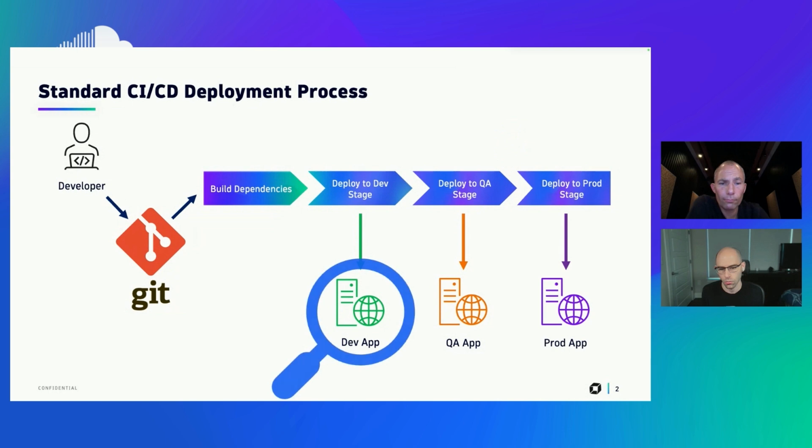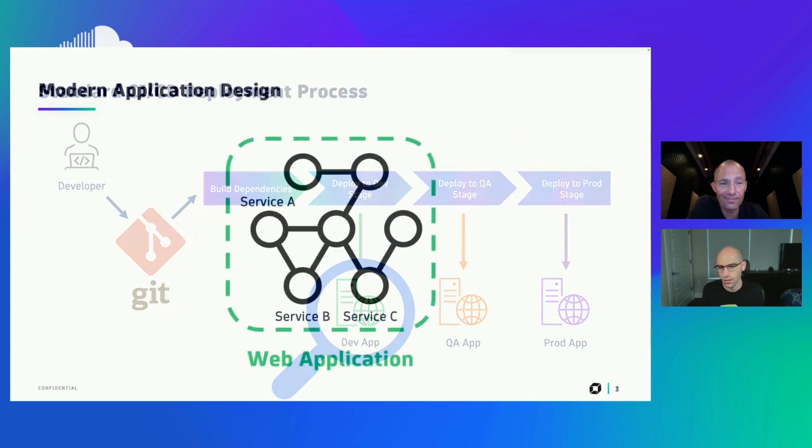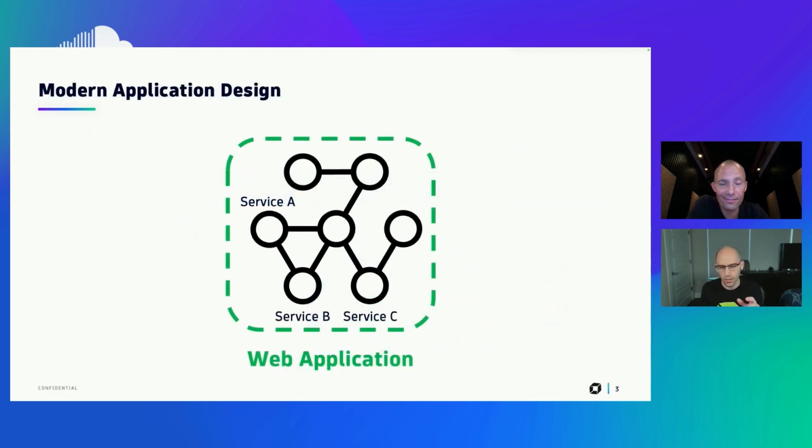Now, one of the things that I like to call out is, even though it's a single icon here, an application really is not just a single, simple icon. Yeah. It's actually a little bit more complex, right? It is. So if we double click into that, modern applications are actually comprised of multiple services. And when a developer makes a change, they're not making that change to an application. They're making a change to a service.